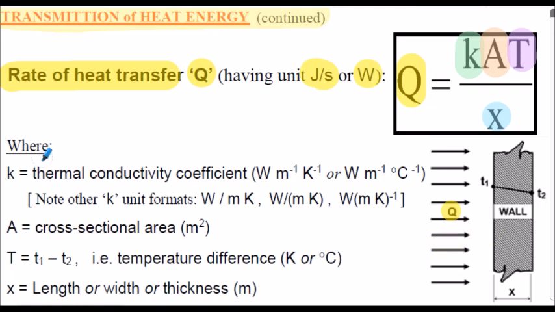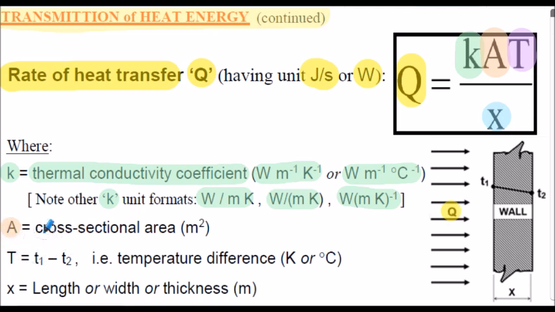Considering our nomenclature, symbol K relates to the thermal conductivity coefficient for the particular material. That's often specified in terms of the unit of the watt per meter per Kelvin, or of course the watt per meter per degree C. I'm using the negative index notation here, but do note that the unit of K can be specified in other formats, as shown here. And we'll use these various forms throughout the presentation to aid your familiarity with them.